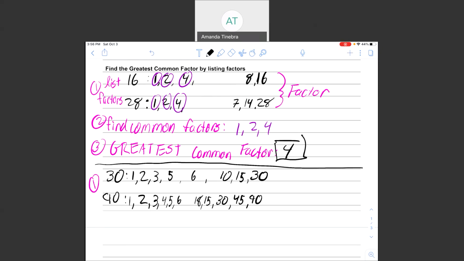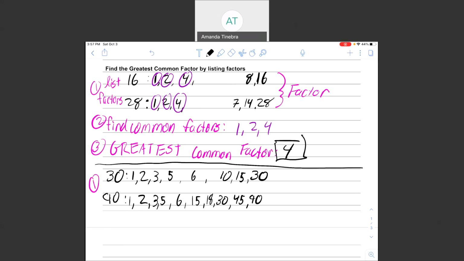I made a mistake. Sorry, guys. 4 does not go into 90. Sorry, guys, I messed that up. So I have 1, 2, 3. I made a mistake. 4 does not go in. 5 goes in 18 times. And 6 goes in 15 times. That was where I made my mistake. Sorry about that. I apologize.